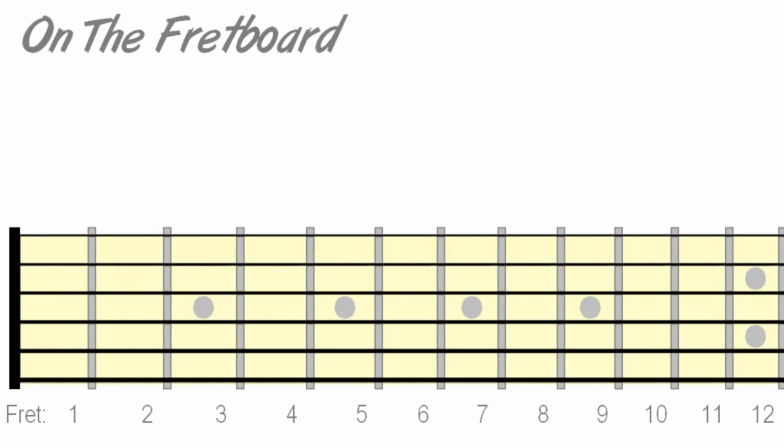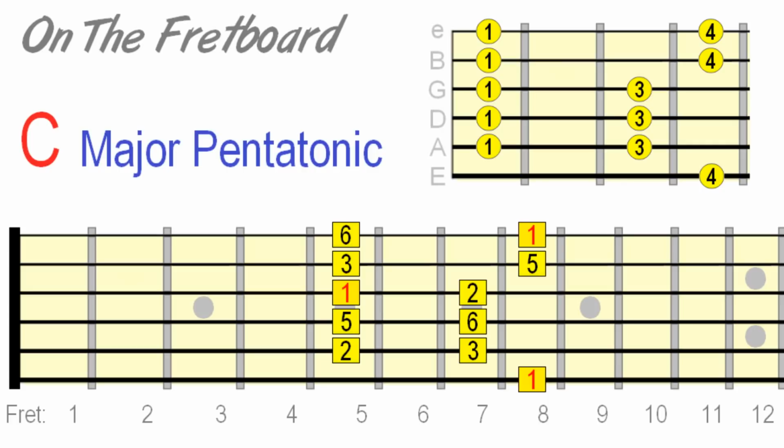When forming a scale pattern on the neck, it's easiest to start by locating the root on the 6th string. In this example, we'll be playing C major pentatonic, so first we need to find C on the 6th string. We can now build our first pattern from this root position.